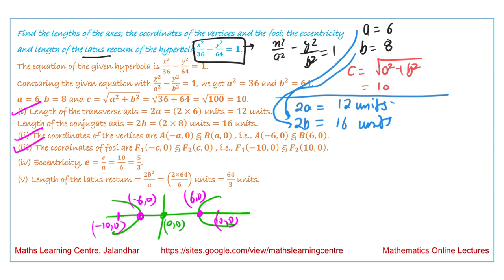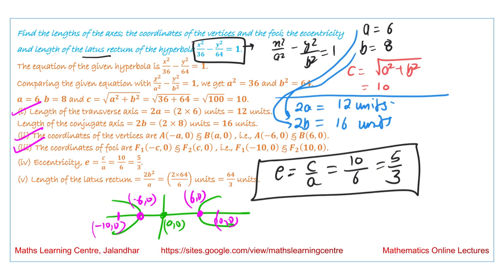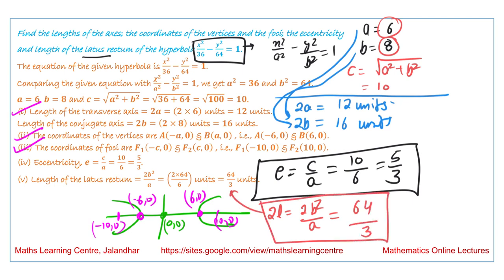Then we have to calculate the eccentricity. Eccentricity e is given by the formula c by a. So the answer we get is 10 by 6, that is equal to 5 by 3. Clearly this is a dimensionless quantity. And the last thing we have to calculate is the length of the latus rectum. It is 2l is equal to 2b square over a. So the answer we obtain is 64 over a, which is 6, so we get 64 by 3. So this is the length of the latus rectum.